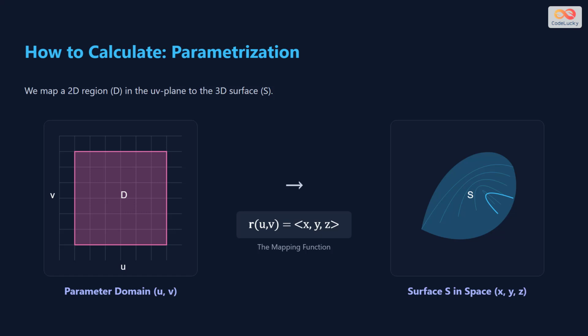To actually calculate this, we usually cannot stay in x, y, z coordinates. We need to parametrize the surface. This means mapping a flat 2D region, D, in the uv-plane onto our curved 3D surface. We create a function r of u and v that traces out the surface.